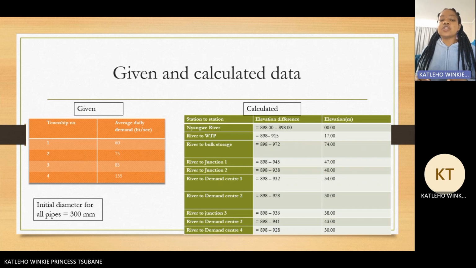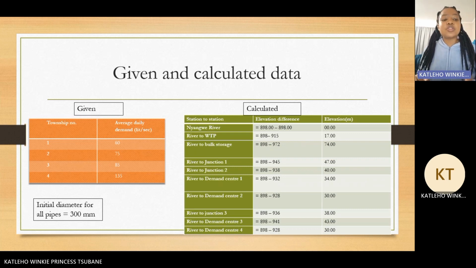Therefore, it will be our 0 mark, and we'll have to reference the Nyangwe River for all the nodes that are going to be needed, from the pumps to the water tanks, from the water tanks to the demand centers. And in doing my calculations, I found the following elevations.